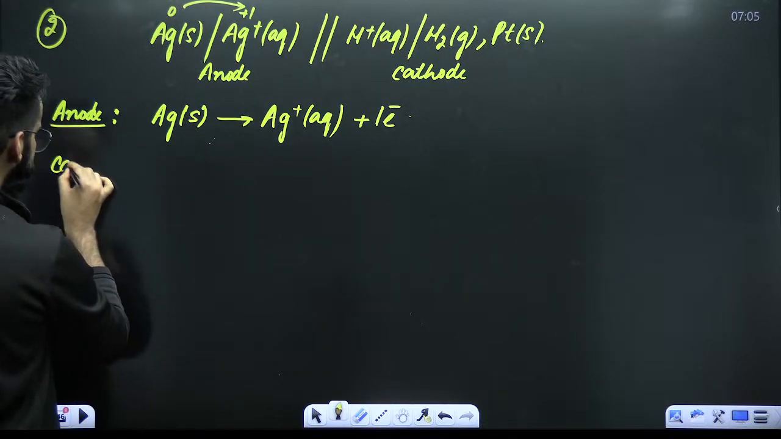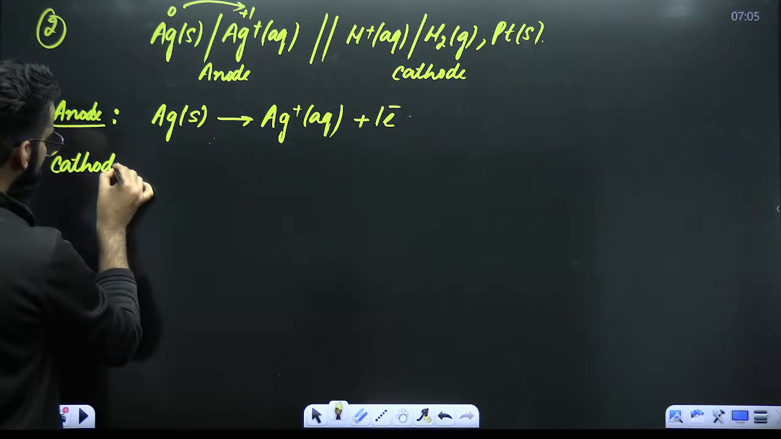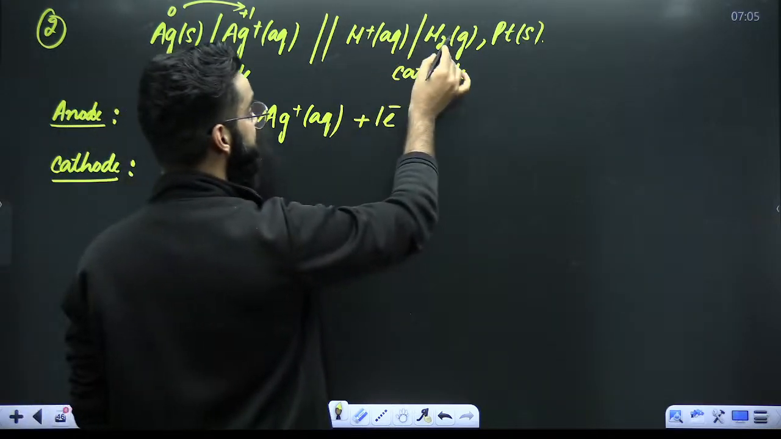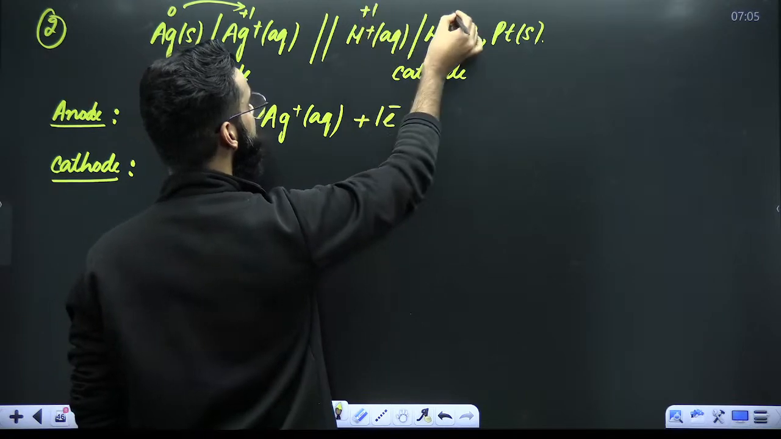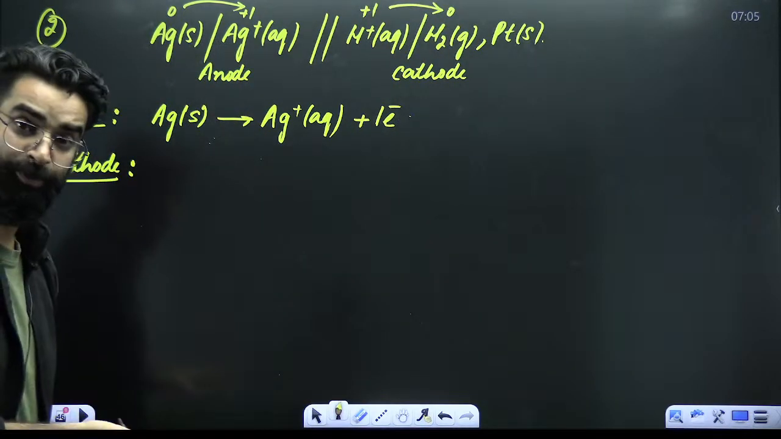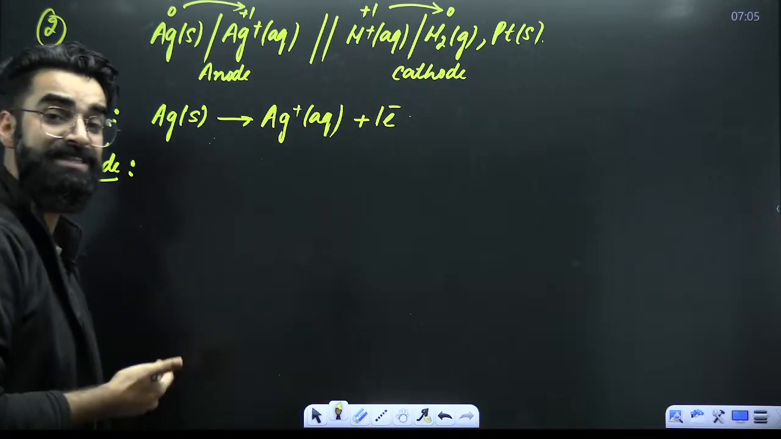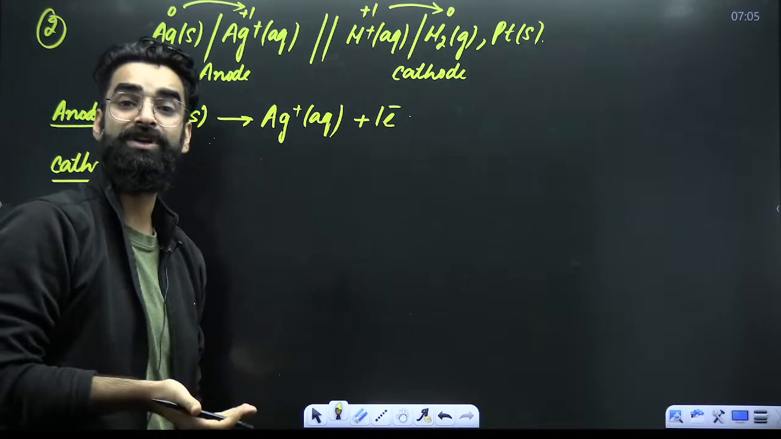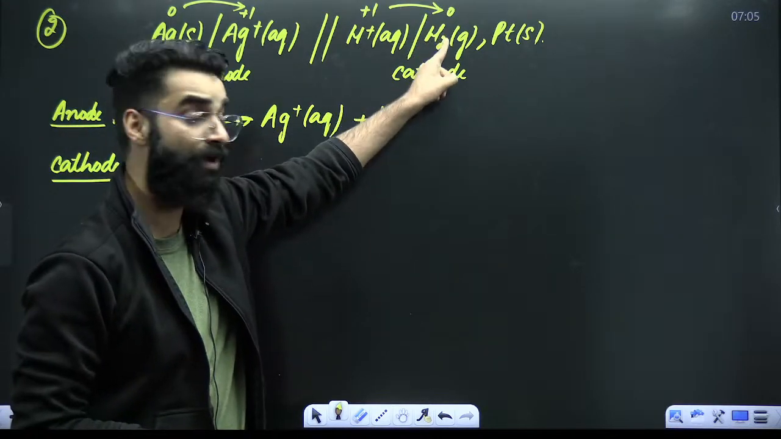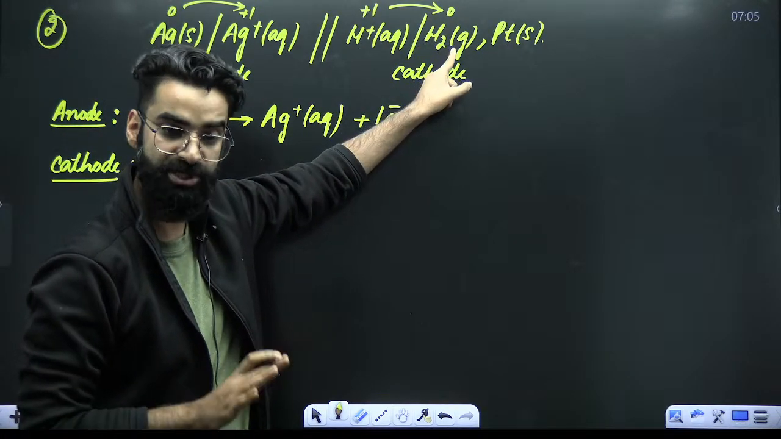Similarly, at cathode. At cathode, what is happening? At cathode, I must say, reduction is taking place. Your H positive is getting converted into H2. So plus 1 to 0. Plus 1 to 0 means decrease in the oxidation state. Decrease in the oxidation state means reduction. Reduction means gain of electrons. So H positive has to get converted into H2. Then only reduction will take place.